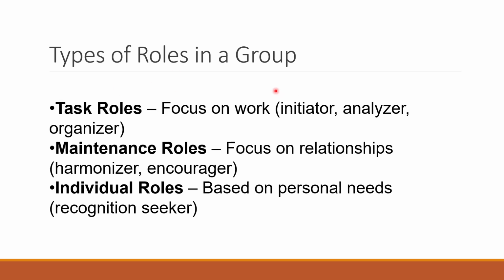We'll first look at the different types of roles in a group. These group roles are generally classified into three categories: task roles, maintenance roles, and individual roles. Talking about task roles first, they focus on completing the group's objective. They are the initiators, who suggest new ideas. They are the coordinators who organize the activities. They are analyzers who evaluate the quality of the work. They are also the recorders or organizers who maintain the tasks done.